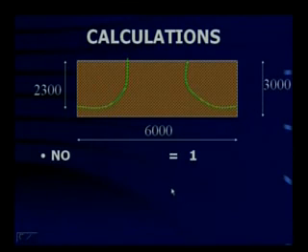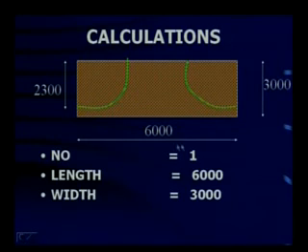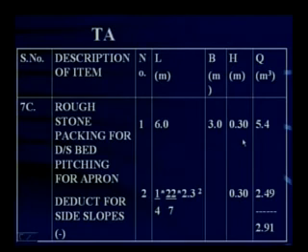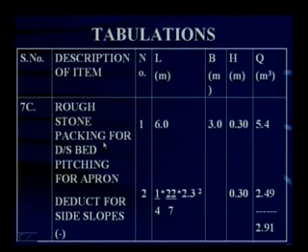In a similar way, the length is 6000. The width here is slightly more. If you observe on the downstream side, it is slightly more. The depth or thickness we have assumed to be 300 mm again, and this is how we tabulate. In this particular case, I have taken L into B into H and got the quantity, right? From this I have deducted the side slopes. In the previous case, I just took the middle trapezium part for calculation. Here I have taken the entire rectangular area and subtracted the area of the side slopes.